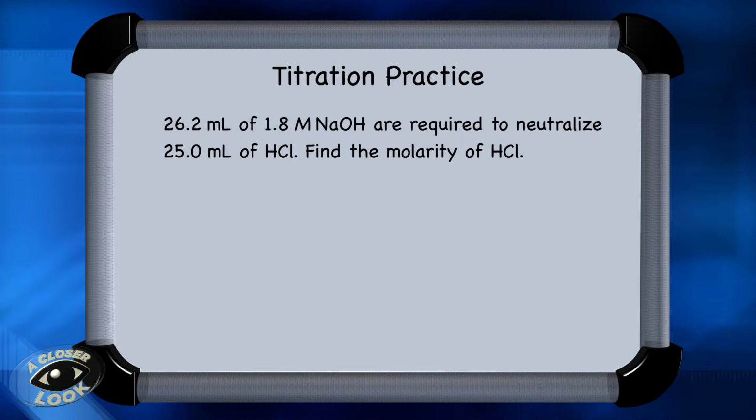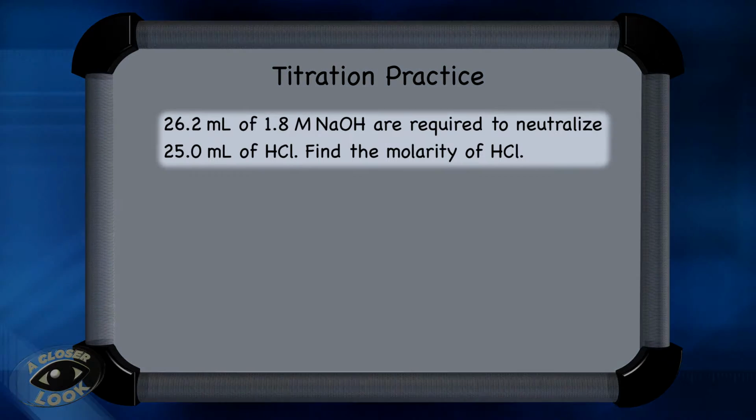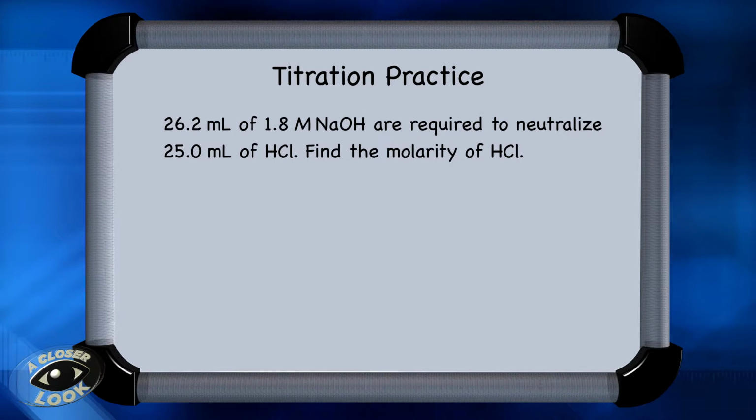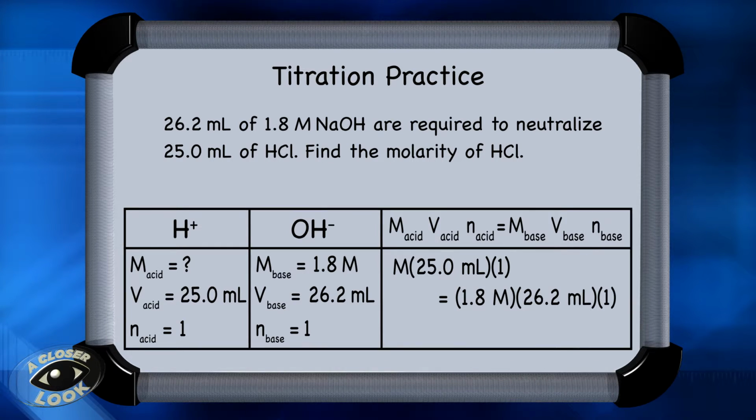Here is another titration problem. 26.2 milliliters of a 1.8 molar sodium hydroxide solution are required to neutralize 25.0 milliliters of hydrochloric acid. Find the molarity of the hydrochloric acid. So, as in the previous question, we're going to use the titration equation. We'll tabulate the data that we're given and what we're going to solve for.